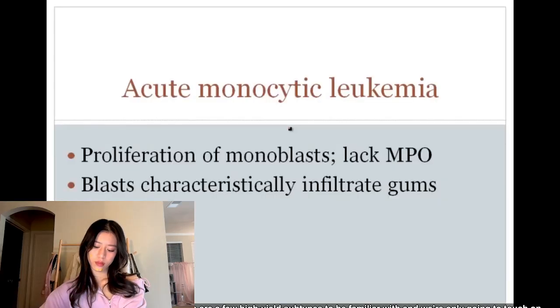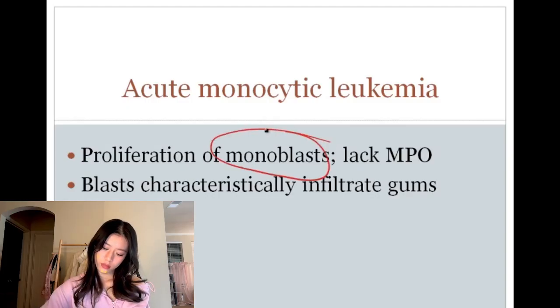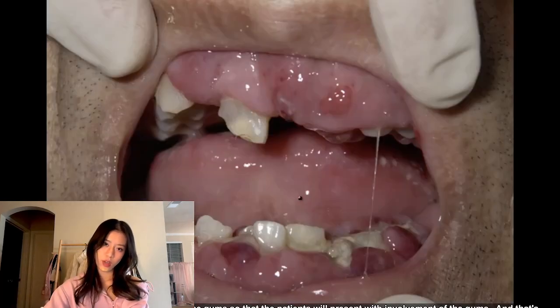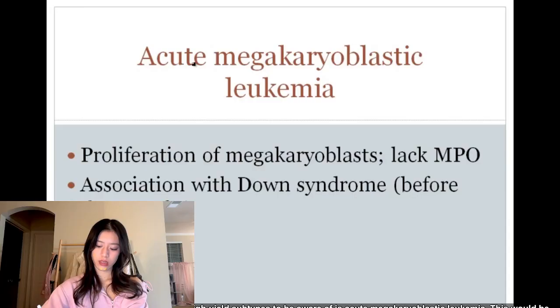One high-yield subtype to be familiar with is acute monocytic leukemia. What's characteristic of acute monocytic leukemia is that you get a proliferation of monoblasts. And what's very important and super high yield in this discussion is that these monoblasts characteristically infiltrate the gums, so that the patients will present with involvement of the gums. And that's what this picture here is trying to highlight. This is a patient with acute monocytic or monoblastic leukemia, and clearly there is swelling of the gums.